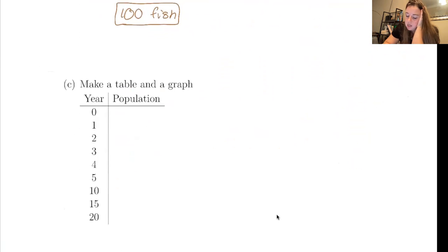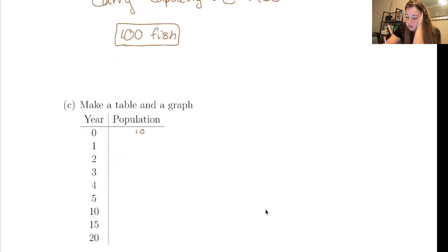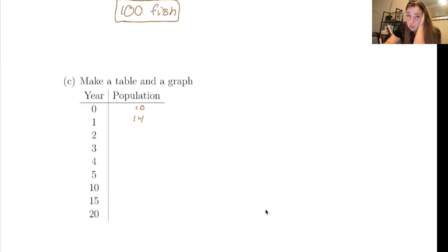All right. So now we're going to make a table and graph our function. You do this with your calculator, but you get approximately these numbers. I've rounded a little bit. It'd be like 10, then 14. I'm just plugging into our calculator. I've already done this, so you don't have to just sit and watch me plug in numbers to a calculator. 36, 46, 86, 98, and 100.